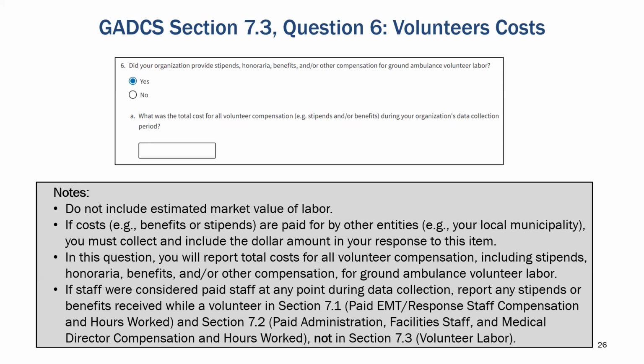Do not include estimated market value of the labor, only costs actually incurred by your organization. If costs, for example, benefits or stipends, are paid for by other entities, for example, your local municipality, you must collect and include the dollar amount in your response to this item. If staff were considered paid staff at any point during data collection, report any stipends or benefits received while they were a volunteer, along with their salary in section 7.2 for paid staff compensation, not here.